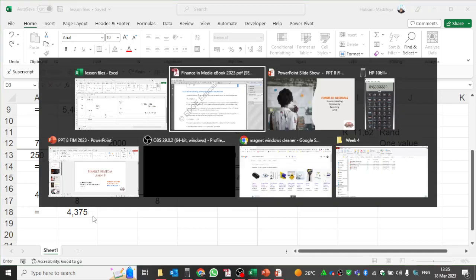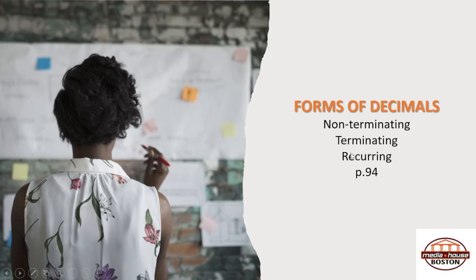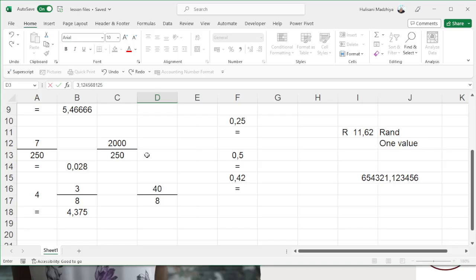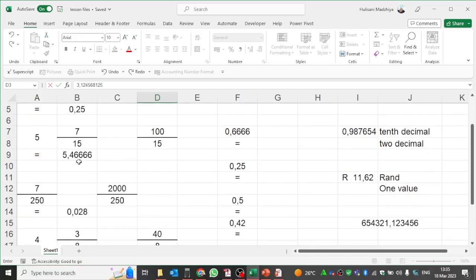And then the last one that we have is recurring. Recurring is the one that we just performed now, which is 5,4666666. So the number coming behind the comma is actually repeating. Those are what we call recurring.